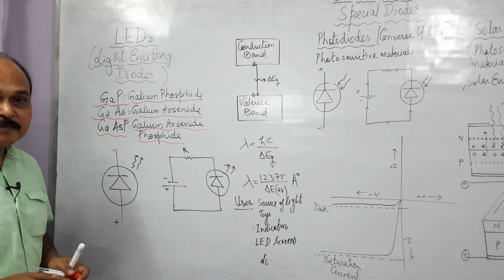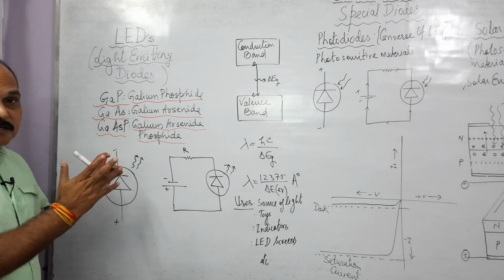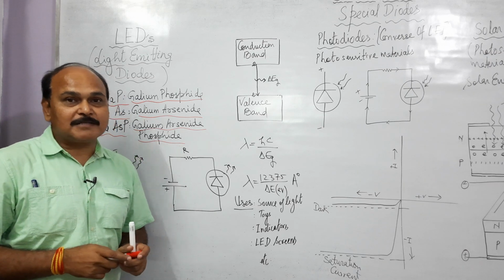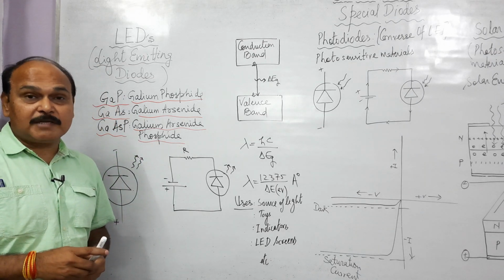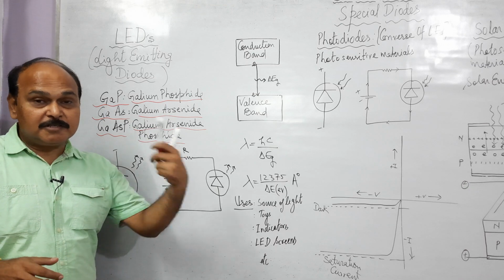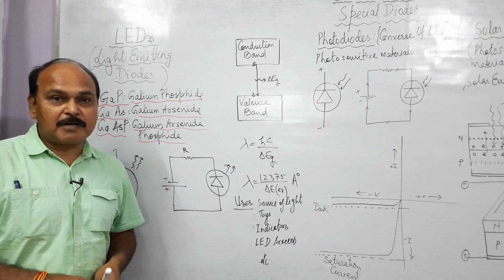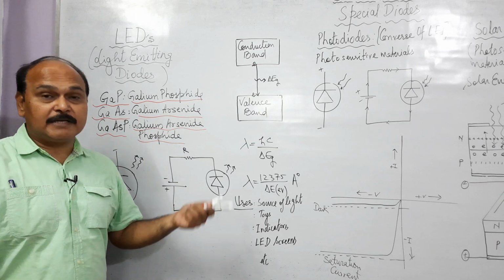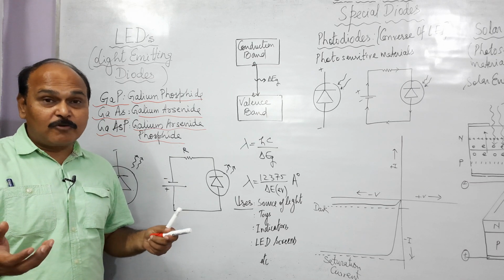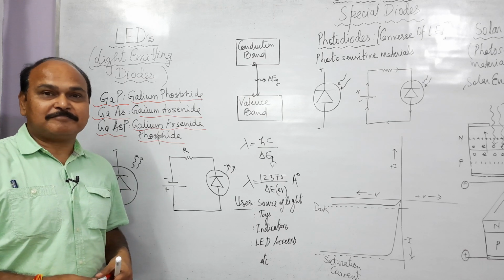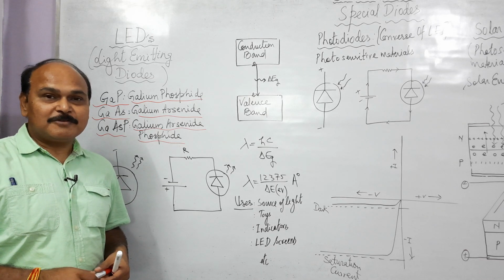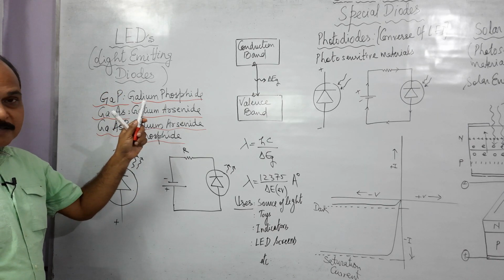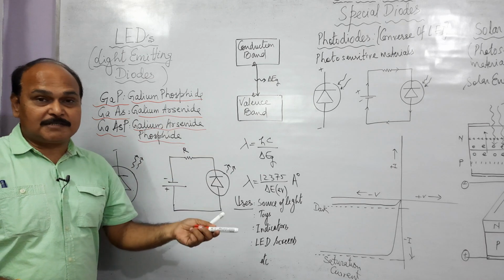Well, LEDs are forward bias p-n junction diodes, and when they conduct in forward bias, energy is liberated from their junctions. If this energy belongs to the visible part of the electromagnetic spectrum, then what happens? The LED starts glowing in the color of the wavelength it emits. So in forward bias, when these diodes conduct, energy is liberated from their junction.